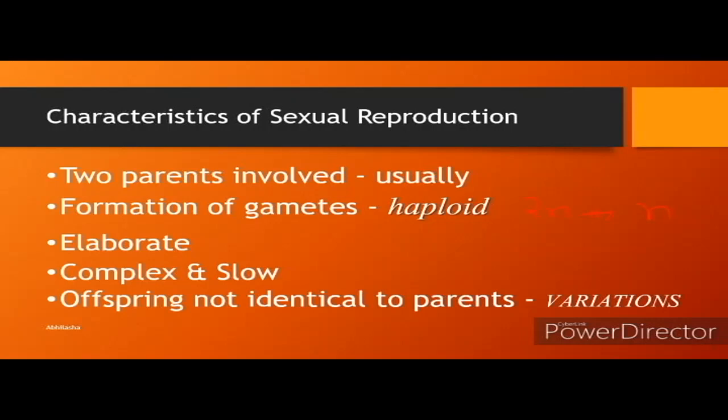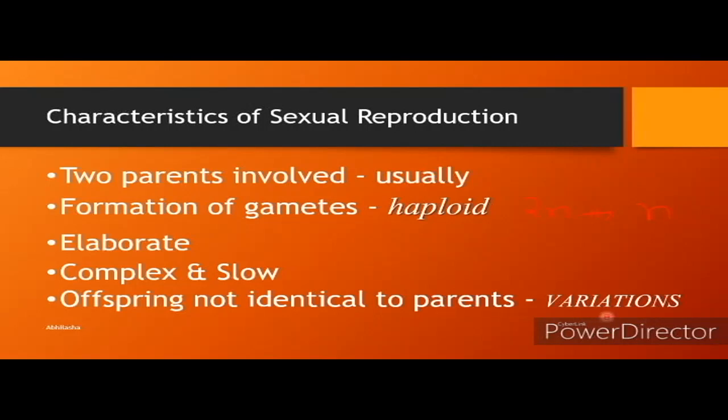Finally, the most important feature or the significance of sexual reproduction. In this process, the offspring are not identical to parents. You just saw that usually two parents are involved. Since two parents are involved, the gametes bring genes from the male as well as the female parent. So the offspring formed will have certain characteristics of the male parent, some of the female parent, and some that may be unique features. These are the variations that are unique to sexual reproduction.